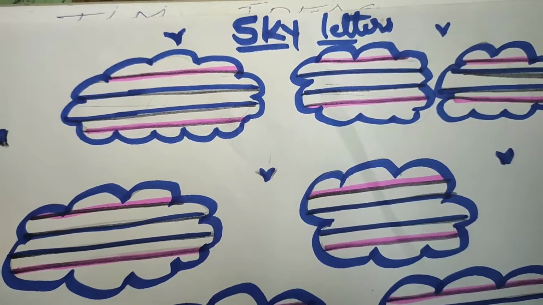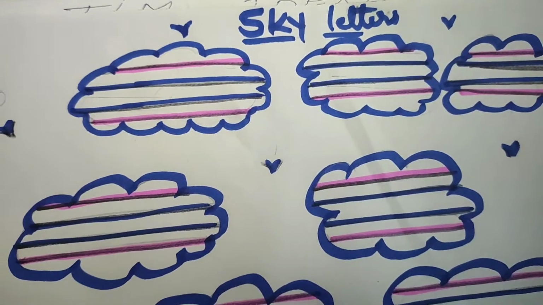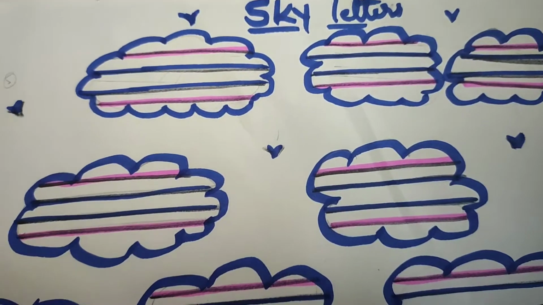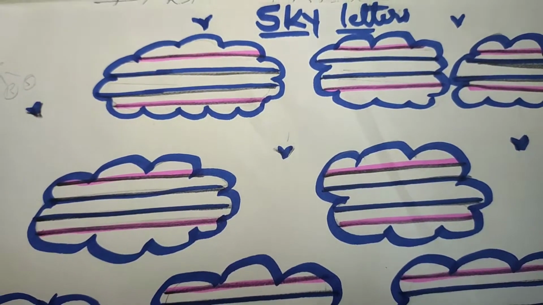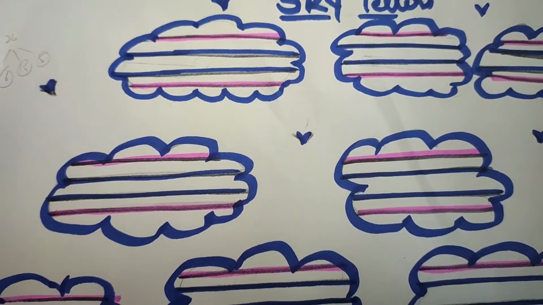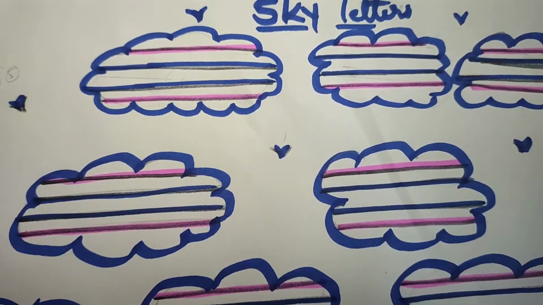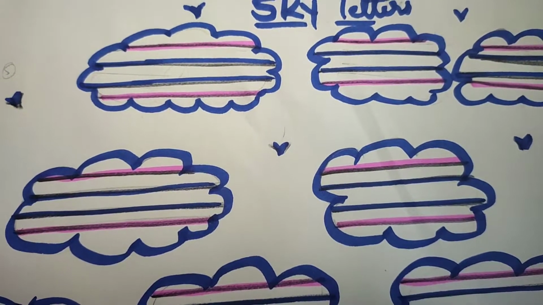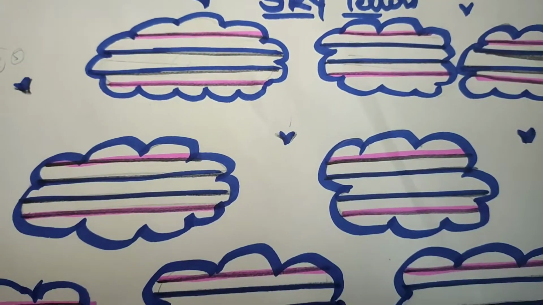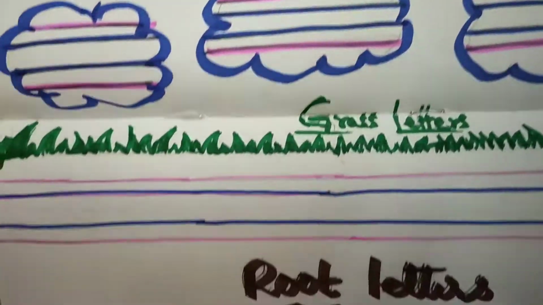Hello friends, today some of our friends asked me to explain about the letters. So I am going to teach you today about the letters. We have 26 letters in the English alphabet. They are divided into three types of letters: sky letters, grass letters and root letters.